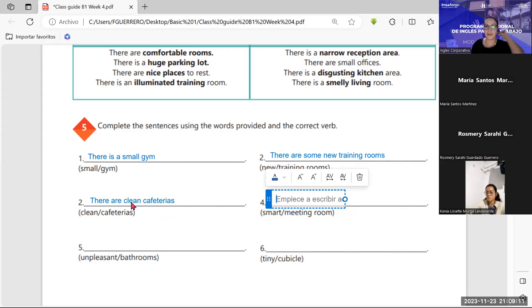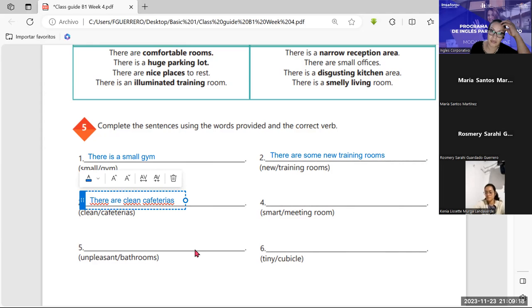Teacher. Yes. Si fuera una cafetería, digamos, se le agrega la S al verbo. O no se utiliza ahí como verbo. Si fuera una cafetería, digamos, there is clean cafeteria. No, porque clean es un adjetivo. ¿No es un verbo también? Es verbo y es adjetivo. En este caso está funcionando como adjetivo. El verbo aquí es ser o estar, que en este caso es are, porque está en plural.